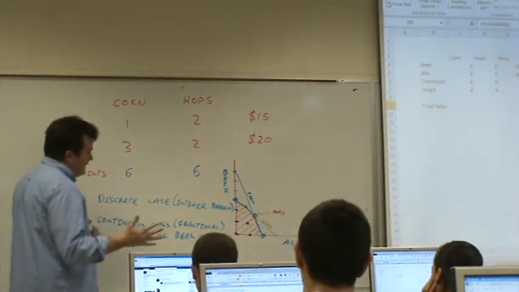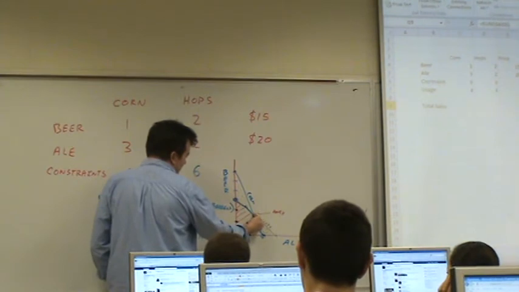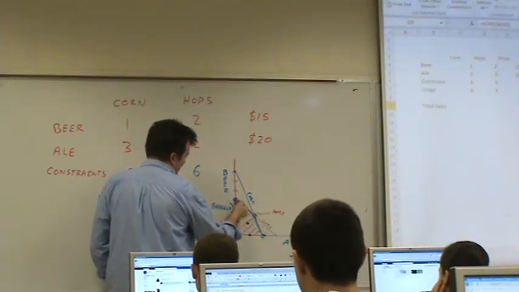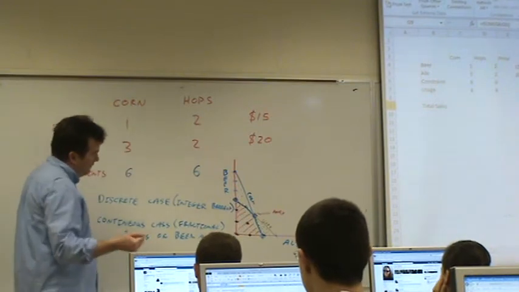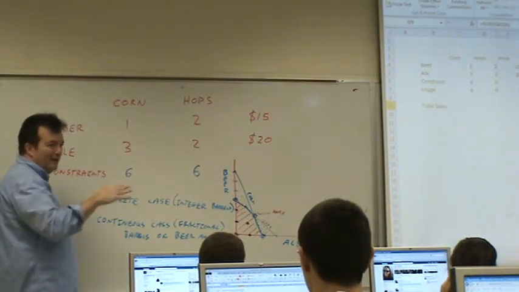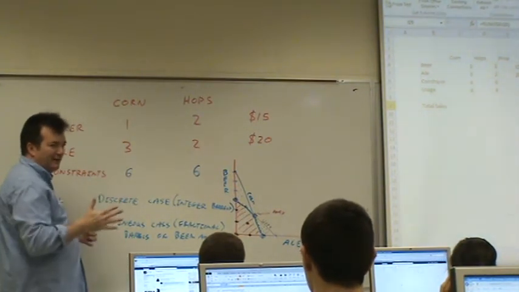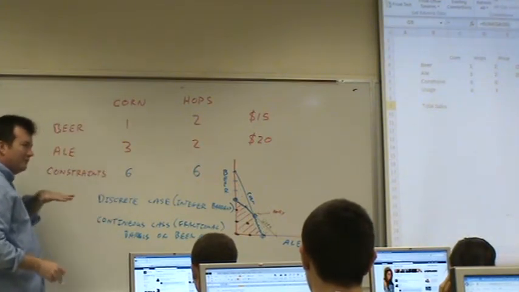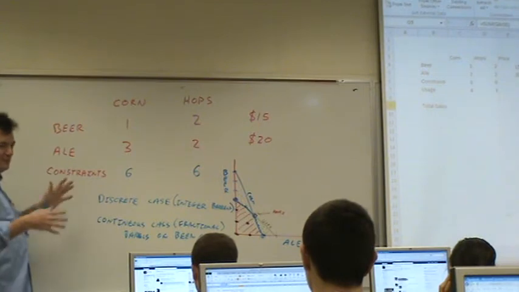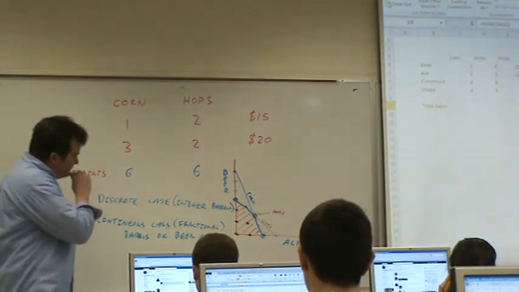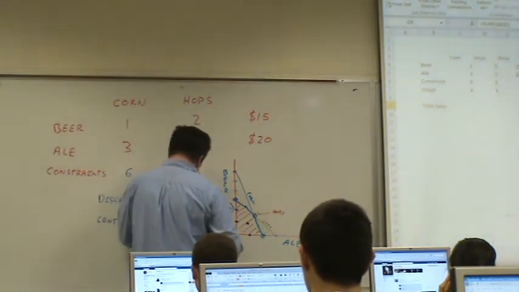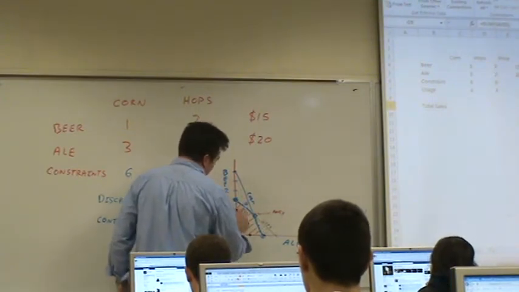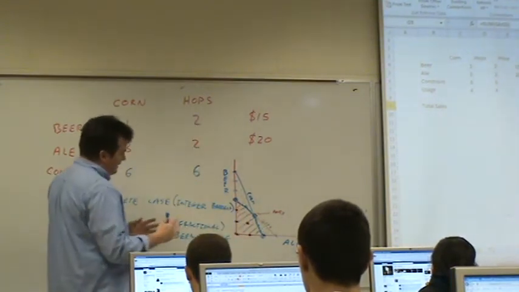If it ever made sense that just making beer is better than making ale, we would end up shooting up to the end of the line. There would never be a way along the way where ale helps and then ale starts hurting again, because these numbers are now fixed. So ale would never help us a little bit and then, if we make a little more, start hurting. So really the only candidates that make sense are the ones on the intersecting lines.